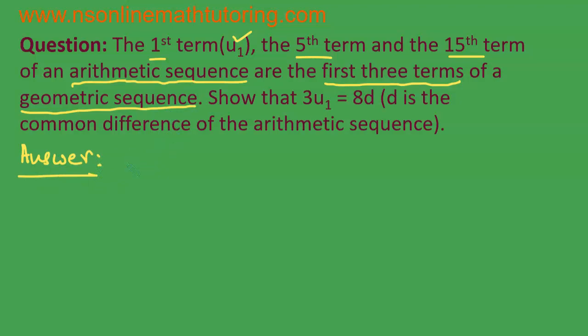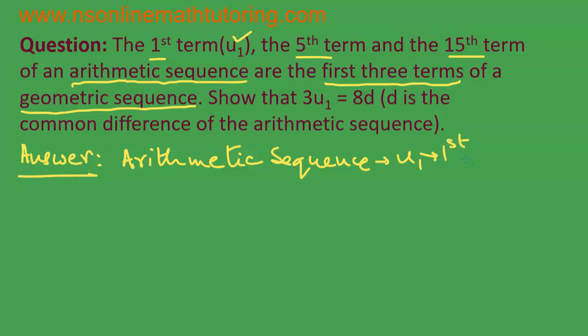The first term is u1, so let us write this to be the arithmetic sequence. And u1 is the first term. And since it is an arithmetic sequence, there will be the common difference. And they have said d is the common difference for the arithmetic sequence. So, d is the common difference. Okay.